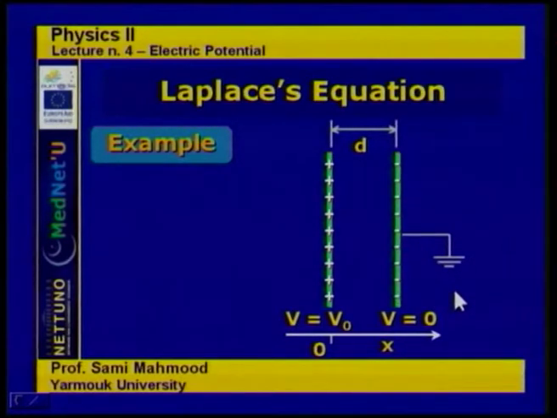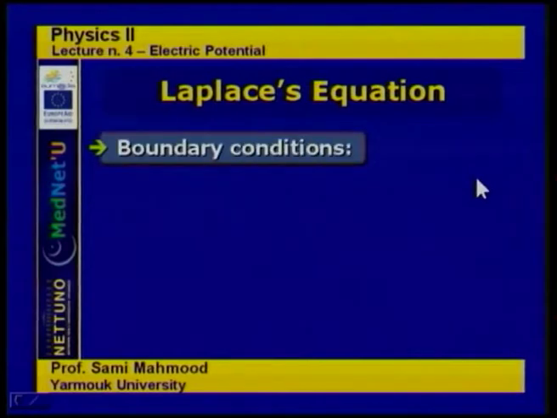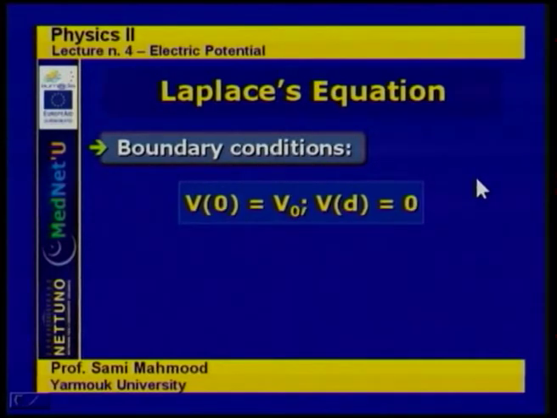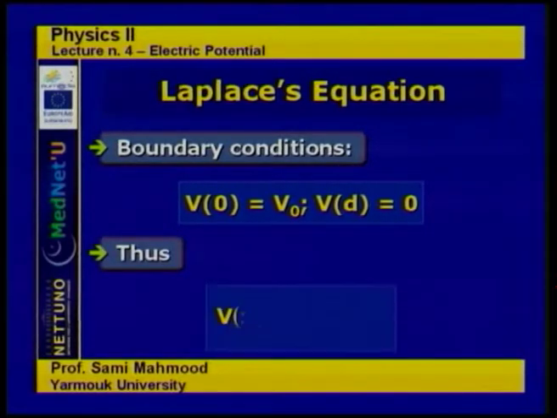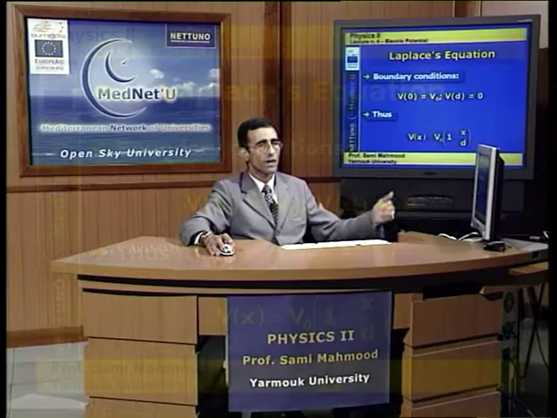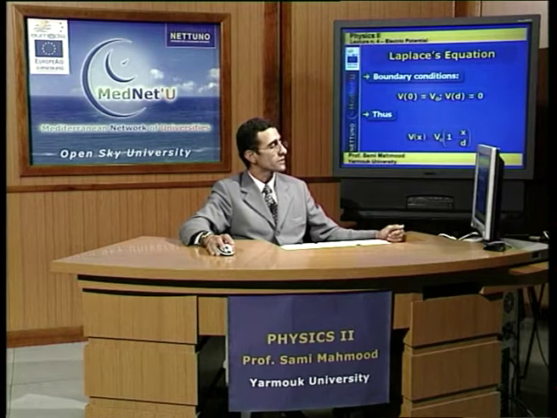By earthing it, we earth the second plate, and the first plate, we consider that its position is at x equals 0, and the second plate at x equals d. d is the spacing between the two plates. Thus, the boundary conditions are V at x equals 0 is equal to V naught, and V at d is equal to 0. Putting these together, we arrive at the relation V of x is equal to V naught times 1 minus x over d, after applying the boundary conditions.